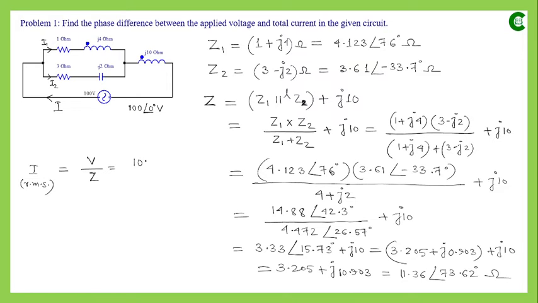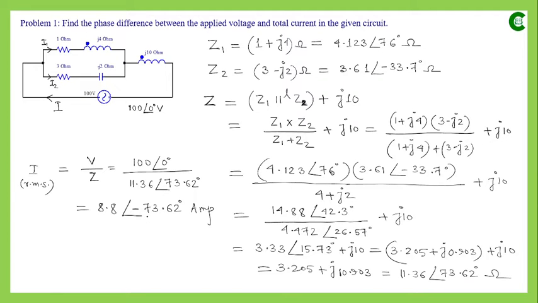So V here is 100 and the phase angle is 0 degree, and the impedance value is 11.36 and the angle is 73.62 degree. Now if we divide 100 by 11.36, then it will be 8.8, and here we have 0 degree, so it will be 0 minus 73.62, so finally it will be minus 73.62 degree, and since this is current, the unit will be ampere.